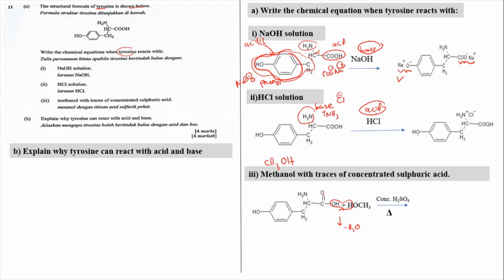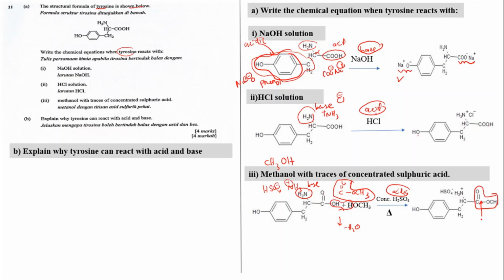So the C double bond O and OCH3 will be combined together. At the same time, an ester is formed. At the same time, this is an acid, so the acid will react with the base here. So it will also undergo NH3 plus, and then the HSO4 minus will come closer to the positive charge. So what you get is an ester bond here.